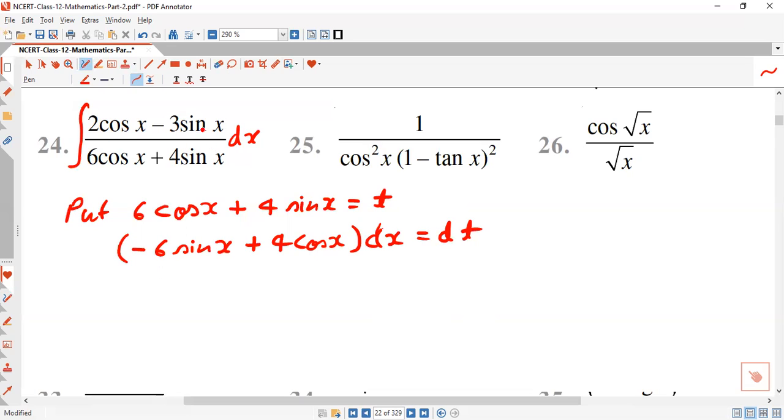So now we put this value here. Take the 2 common. So this integration becomes integration 1 upon t, and the numerator becomes dt by 2, because we have 2 times of that part. So this will be half integration 1 upon t dt.